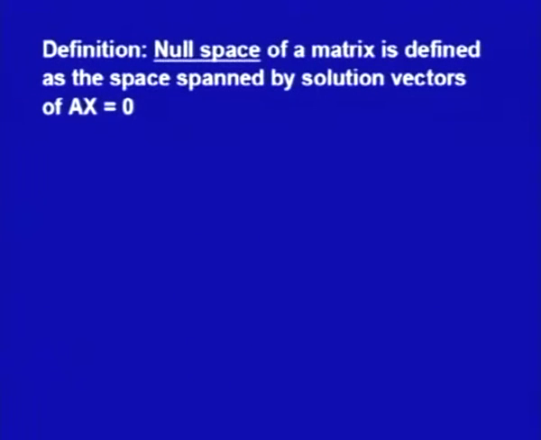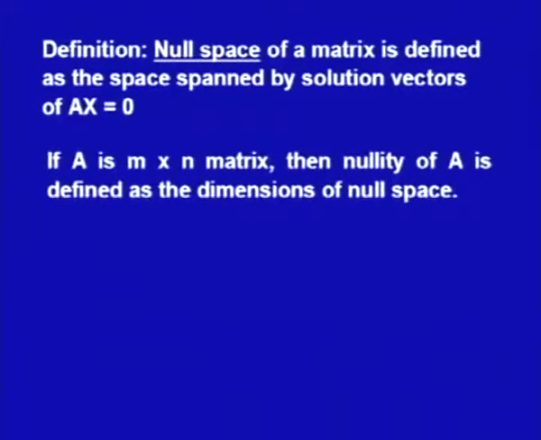Now, we discuss the null space of a matrix. First, we will define what we mean by the null space of a matrix. It is defined as the space spanned by the solution vectors of the system Ax is equal to 0. So, if A is an m by n matrix, then the nullity of A is defined as the dimension of the null space.